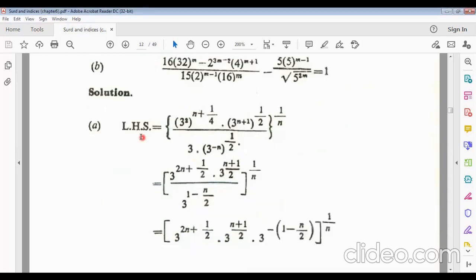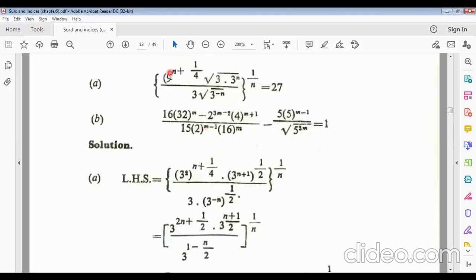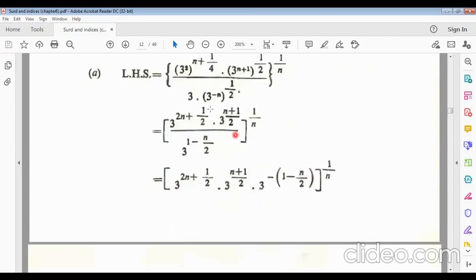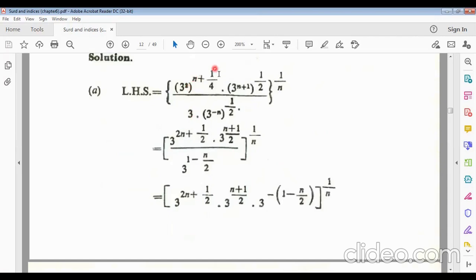Now for the first one, left hand side equals this. 9 can be written as 3 square. Now this 3 and 3 to the power n can be written as 3 to the power n plus 1. Base same, power will be added, and square root can be written as half power, and this 3 into 3 to the power minus n to the power half, square root means power half, second bracket this 1 by n. This is the left hand side. So this power 2 and n plus 1 by 4 power will be multiplied.